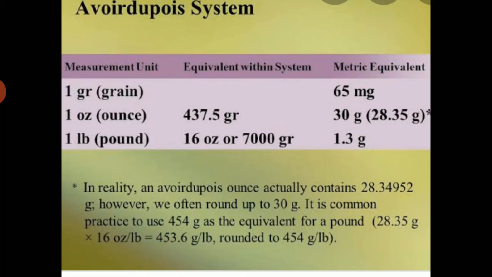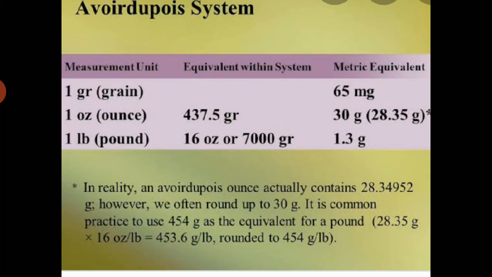If we discuss the measurement unit, 1 grain is equivalent to 65 mg, and 1 oz is equivalent to 437.5 grain. And in the metric system, it has the value 30 gram or 28.35 gram. 1 lb, that is the pound, is equivalent within the system to 16 oz or 7000 grain, or in metric 1.3 gram.